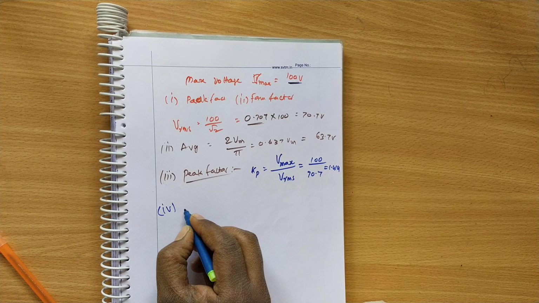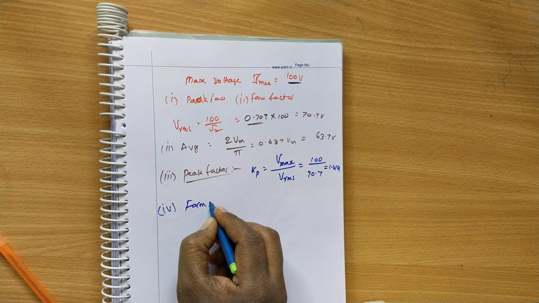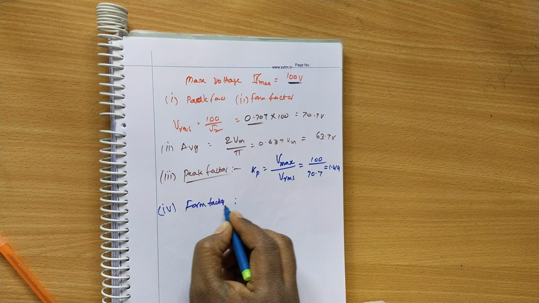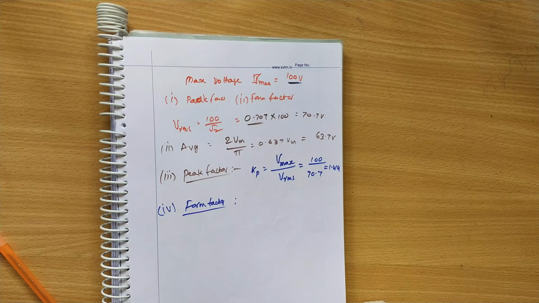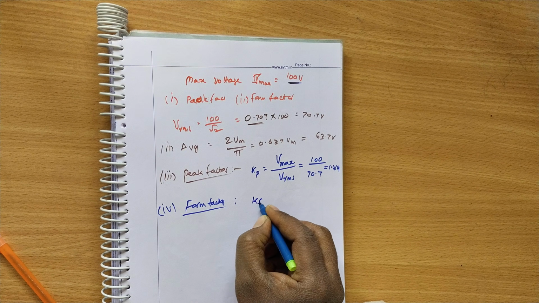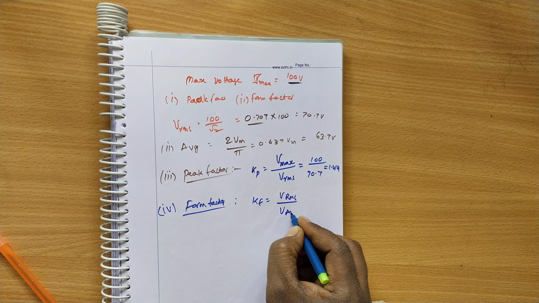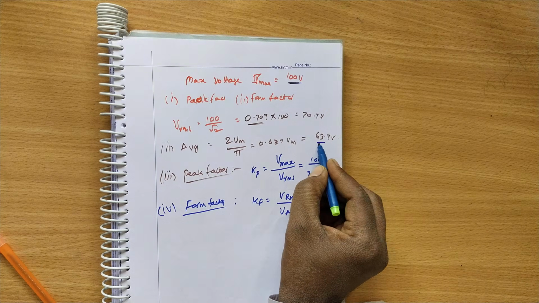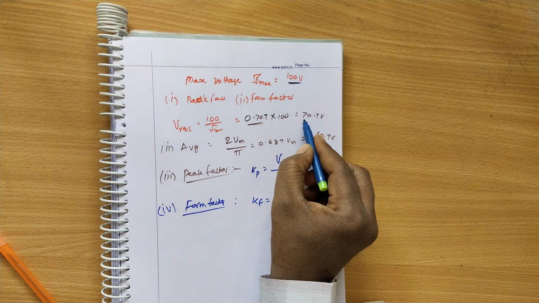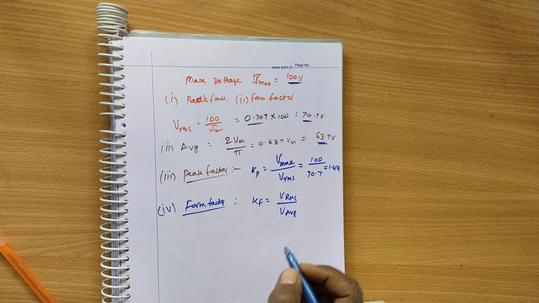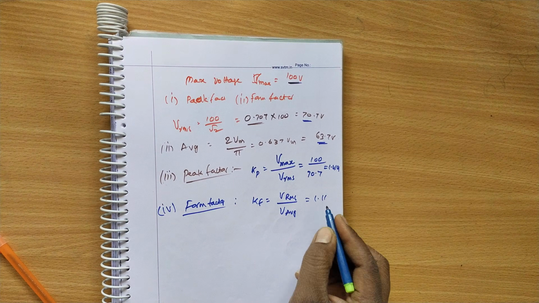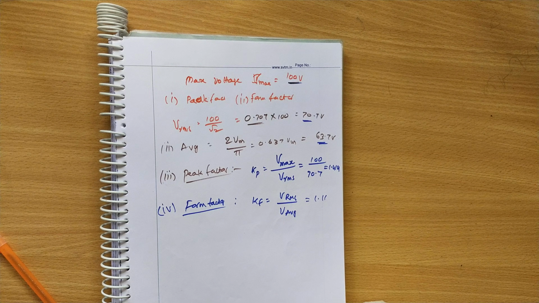Now we go for form factor. Form factor is the ratio of RMS value to average value. Form factor Kf equal to Vrms by V average. V average we calculated as 63.7. Vrms is 70.7. Substitute directly, you will get 1.11. That is, form factor is always 1.11 for a sinusoidal voltage.